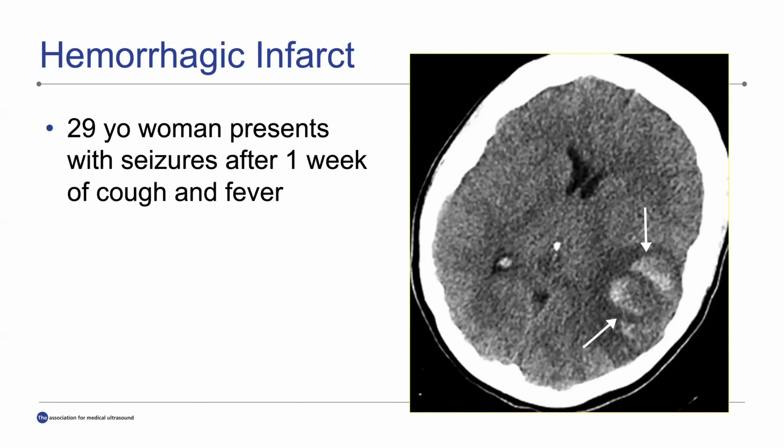This was a 29-year-old woman who presented with seizures after 1 week of cough and fever. And the arrows are pointing to an area of hemorrhage inside the left hemisphere. And again, you can appreciate here these areas of increased density representing blood in the brain.